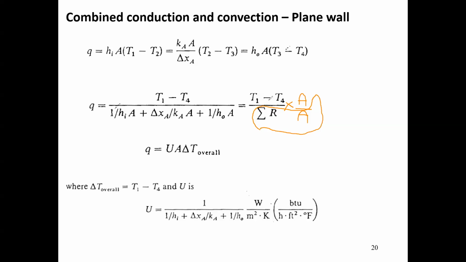So two different forms you can either use. This U is called the overall heat transfer coefficient. Since this form is similar to Newton's law of cooling, where we had the heat transfer coefficient, this variable U is known as the overall heat transfer coefficient. All right, so let me clear all of these.